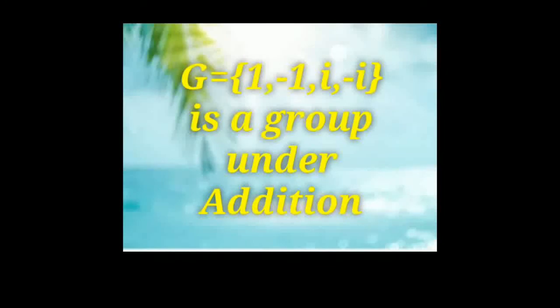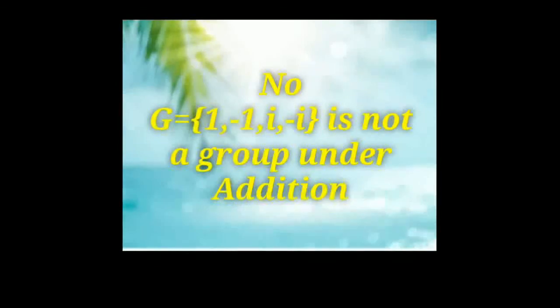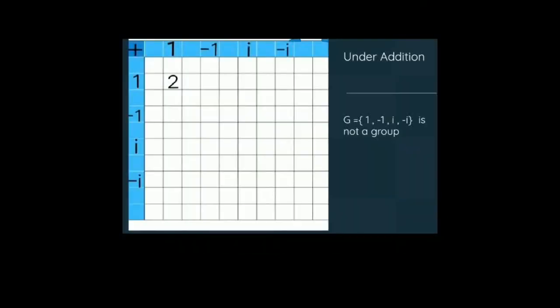Now, the second question is: is the set G under the binary operation of addition a group or not? What do you think, is it a group or not? The answer is no. The set G under addition is not a group. As you can see in the Cayley table, if you add 1 plus 1, the answer you get is 2. 2 does not belong to the set G. Hence, the set G is not a group under addition.